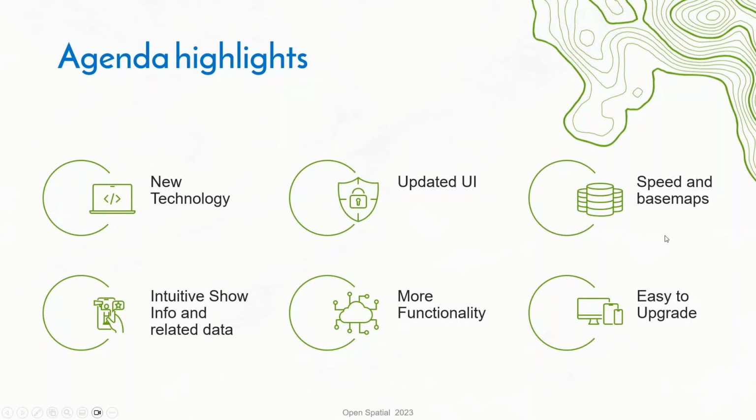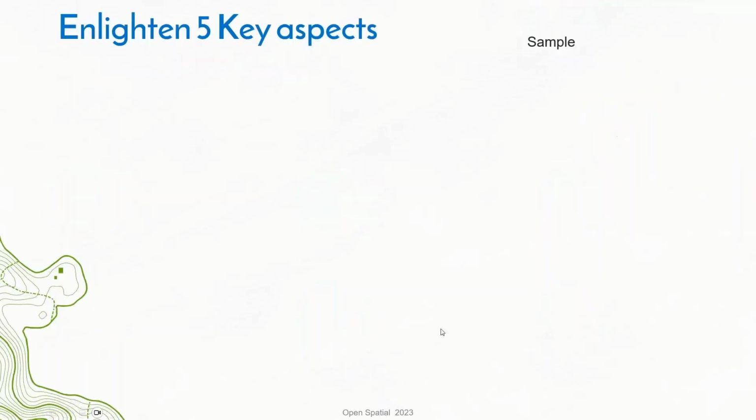Also a huge increase in speed, also the inclusion of base maps. I'll show a fair amount of this, the intuitive show info. And then we've set a new platform for extended functionality. If you have Enlighten already, the upgrade to this version is from Enlighten 4 to Enlighten 5, and Enlighten 5 was a pretty easy upgrade. Pretty much everything that you have already will work, with a couple of minor changes to account for new functionality. So let's take a look.